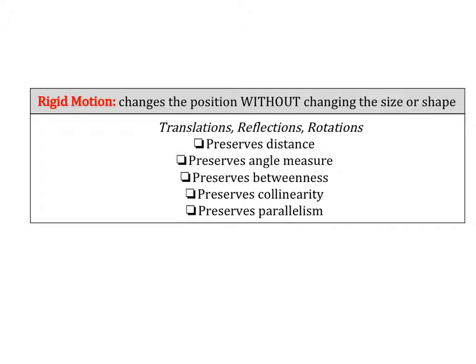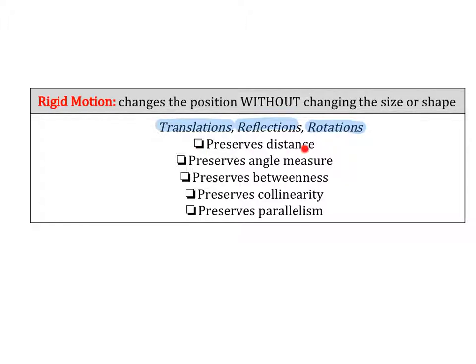Okay, so now we're going to talk about a new concept, which is called rigid motion. Rigid motion changes the position of your figure without changing the size or the shape. Essentially, the types of transformations that will result in rigid motion are translations, which remember is up, down, left, or right, reflections, or rotations. If you have one of those types, your figure looks like it's been picked up off the page and maybe moved or twisted around, but the actual figure itself didn't change in size or shape.